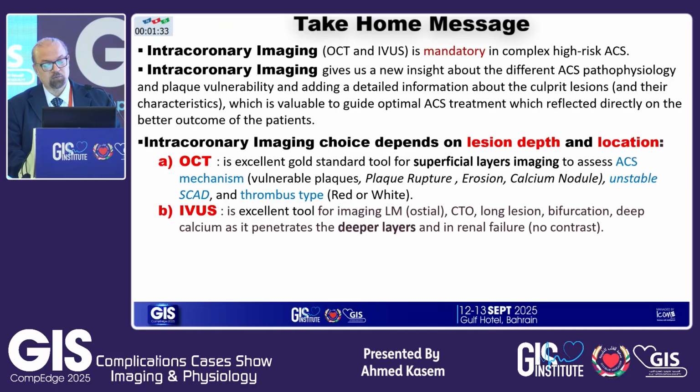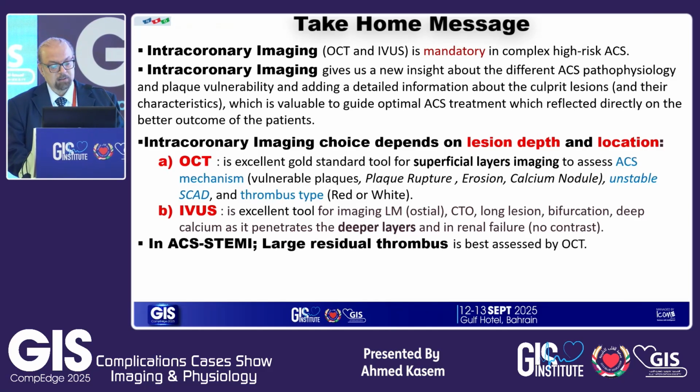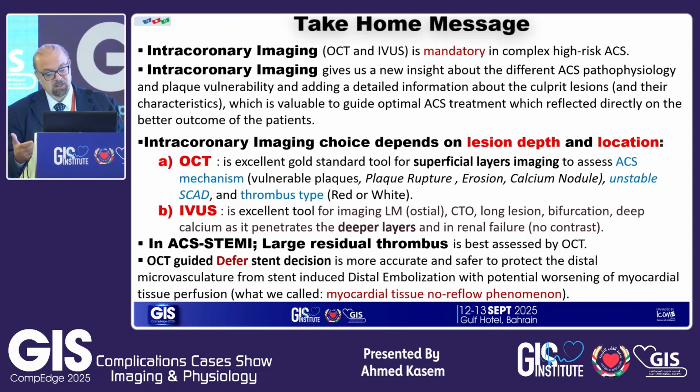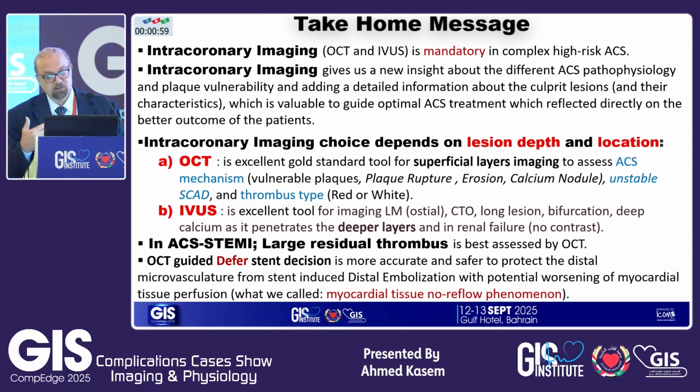OCT is an excellent tool for superficial layer imaging in ACS if we need to make clarification for vulnerable plaques, plaque rupture, erosion, calcium nodule, or unstable SCAD, or thrombus type, red or white thrombus, while IVUS is an excellent tool for ostial left main, CTO, long lesion, bifurcation, deep calcium penetration. And finally, a large residual thrombus is much better detected by OCT. Of course, it can help in the decision to defer stenting with a huge burden of thrombus, protect the microvasculature and avoid what we call the microvascular tissue no-reflow phenomenon.